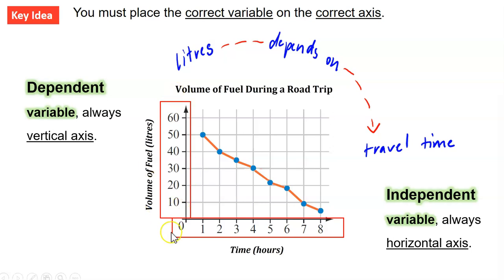And although when you create the axis, it still has measurements of equal increments, the thing that will vary is the actual data you collected. The fuel quantity depends on the travel time.